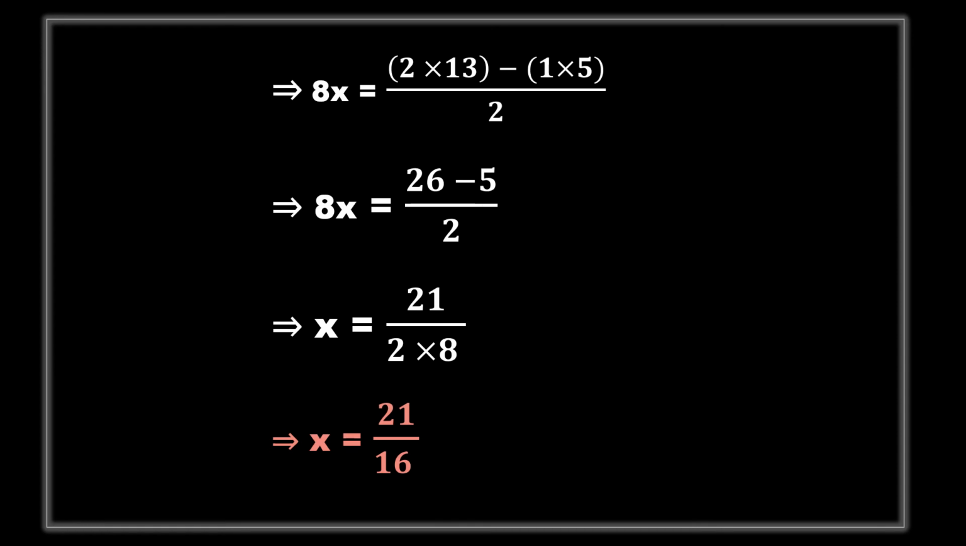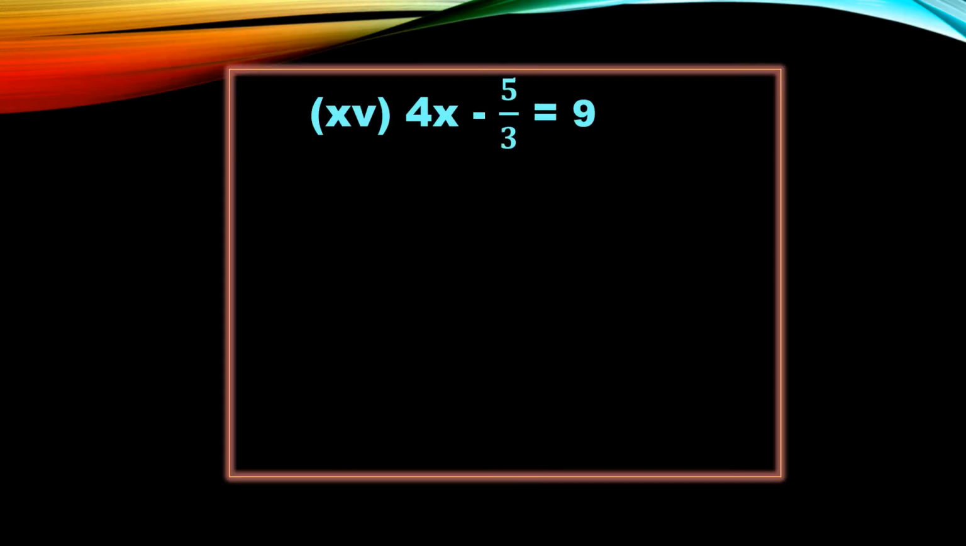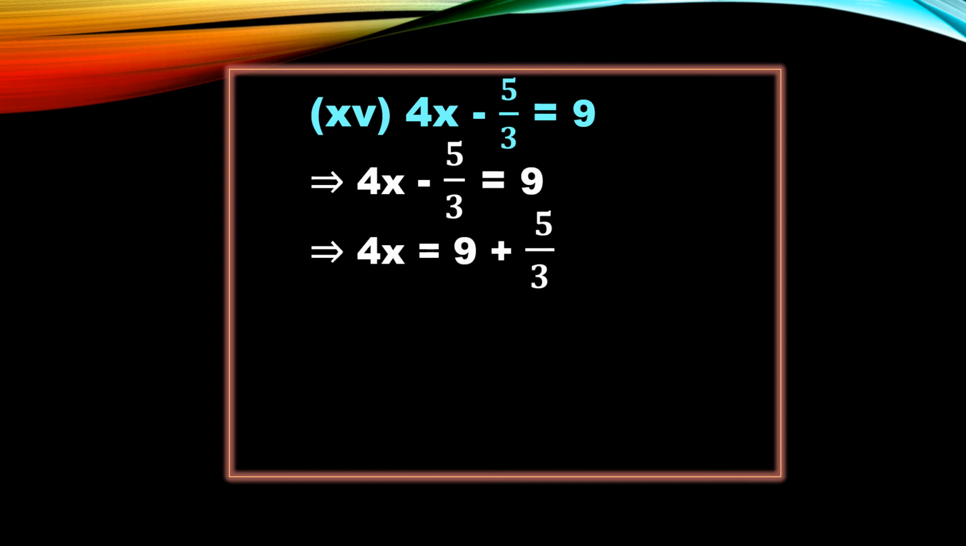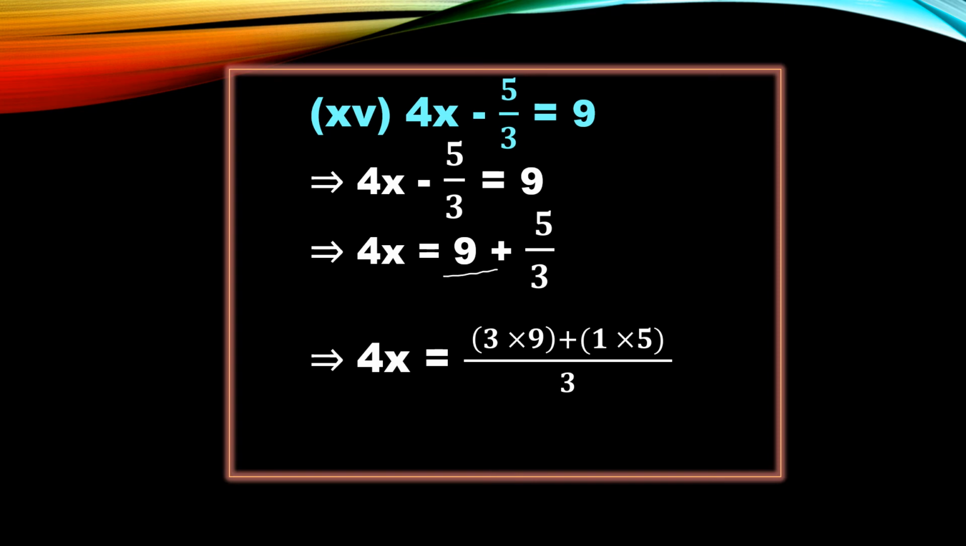Okay. So here is the next problem: 4x minus 5 by 3 equals 9. Here minus 5 by 3 you have. When it goes there, it becomes plus 5 by 3, right? So 4x equals 9 plus 5 by 3. Now take the LCM. Here 1 you have, so 1 in 3 table, 3 will go 3 times. So 3 into the numerator 9, and plus 5 by 3: 3 in 3 table goes 1 time, so 1 into numerator 5. Now you have 4x equals 3 9s are 27 plus 5 1s are 5 by 3.